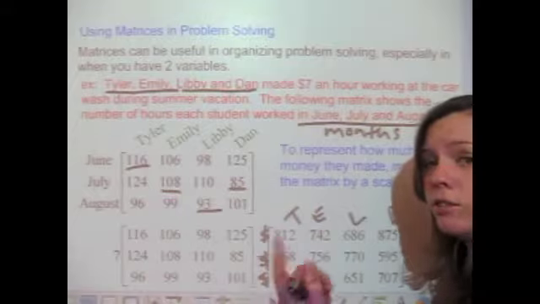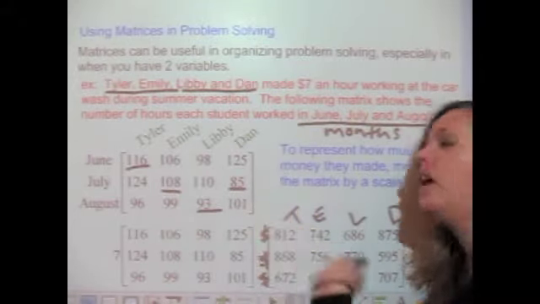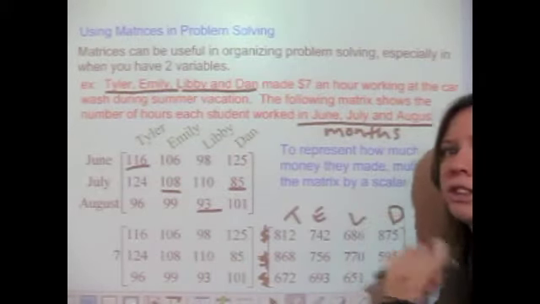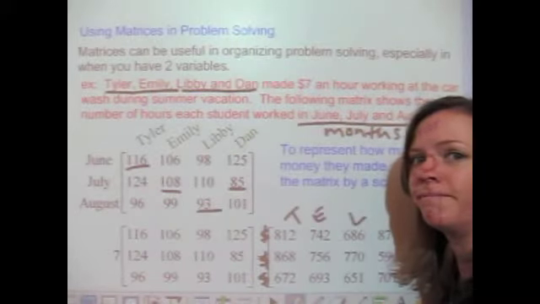So think about how you have two variables, how you can set up your matrices to represent them in rows and columns, and how you might use scalar multiplication to represent a situation that's going on in the problem. And you'll practice this in the problems this afternoon.